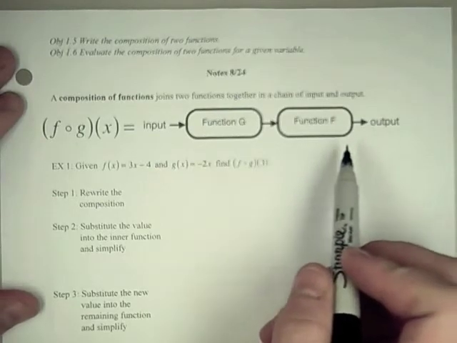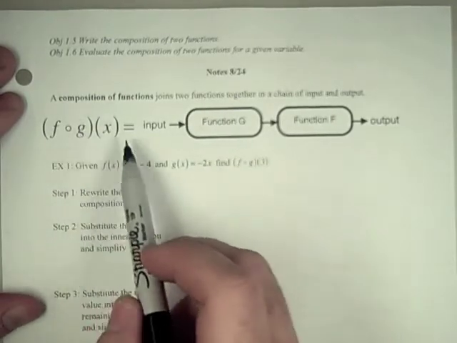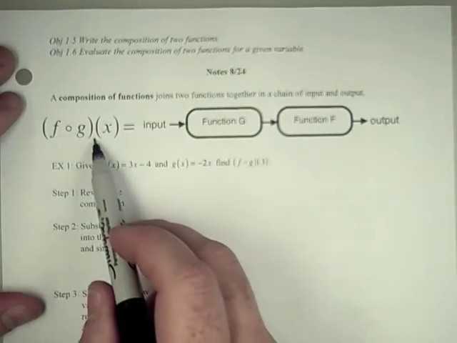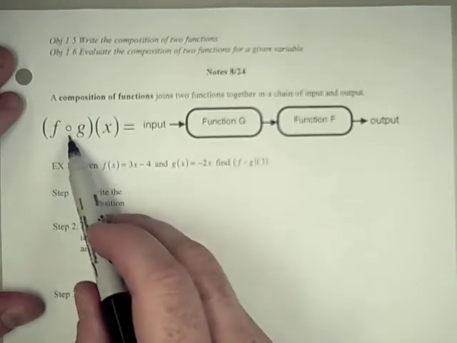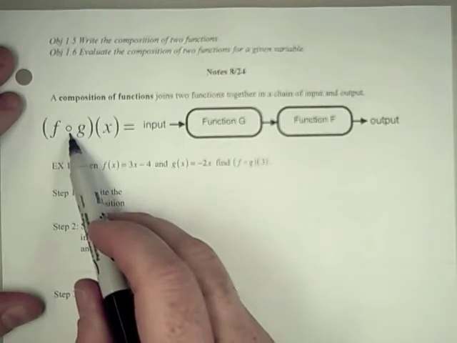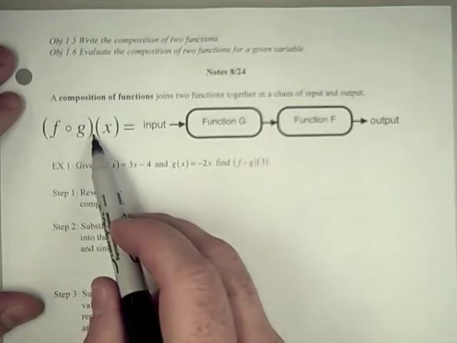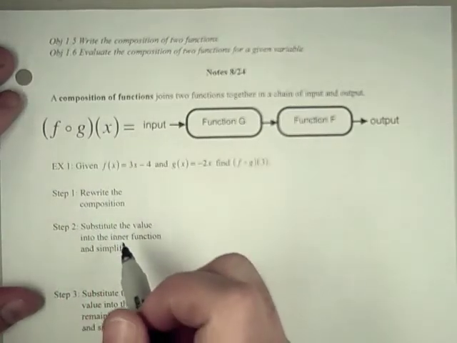That's what's going on. Here, this is the notation, and the way we say that is f of g of x. Note, that's a circle, not a dot. A dot would mean multiplication, but that's a circle, which means composition. F of g of x, and that's how we say that.